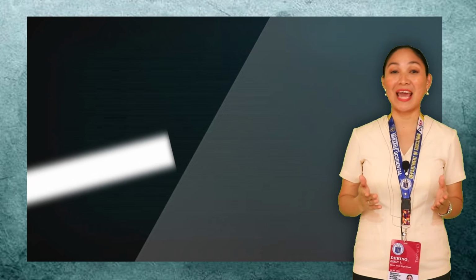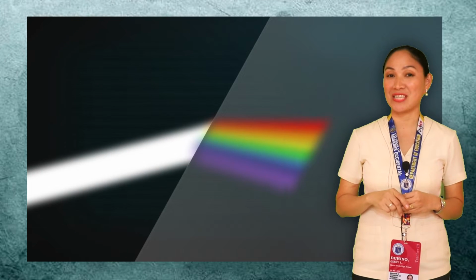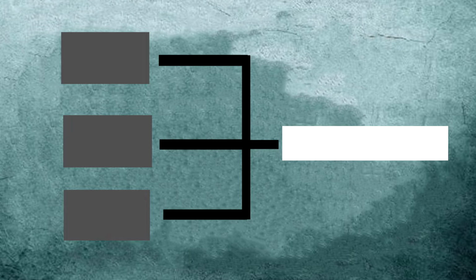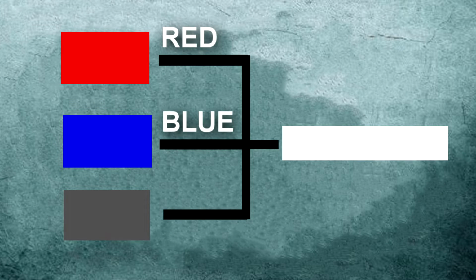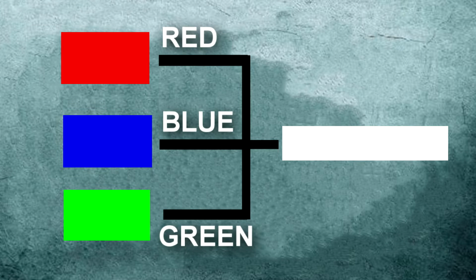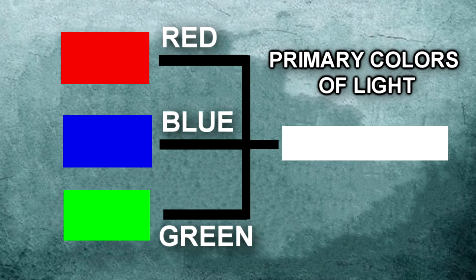Although white light can be split or dispersed into 7 colors, only 3 colors of light are required to combine and give white light. These colors are red, blue, and green, which are also known as the primary colors of light. Did you get it?